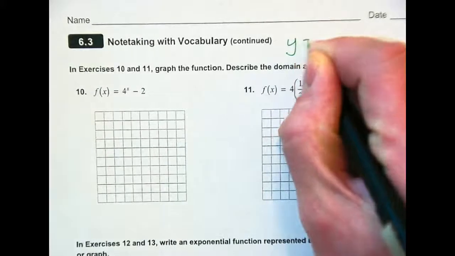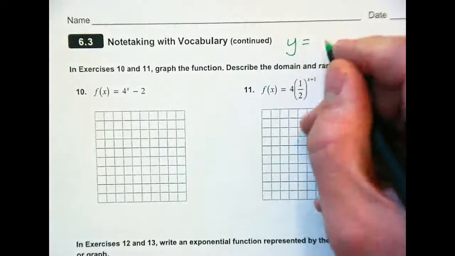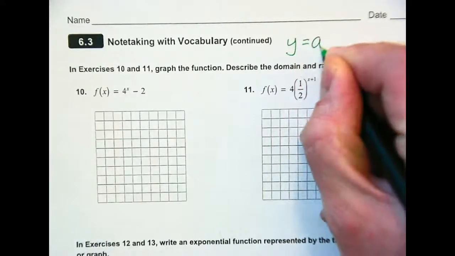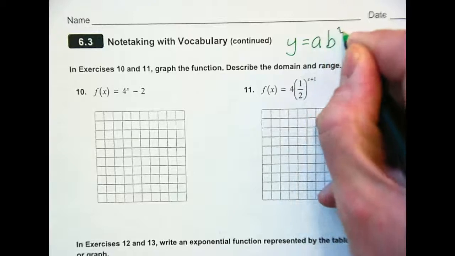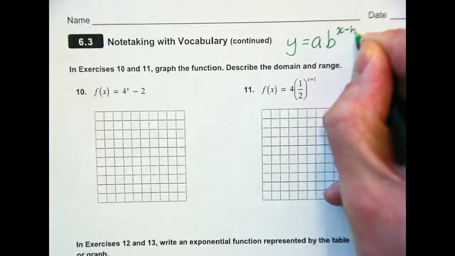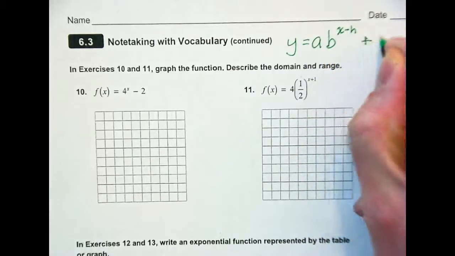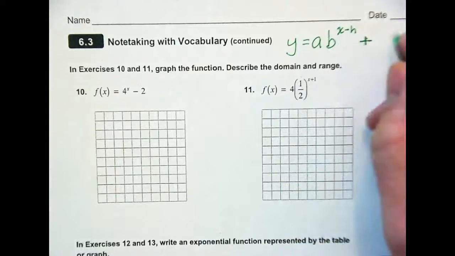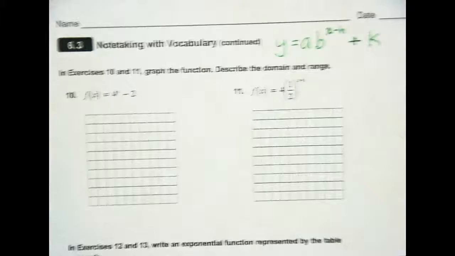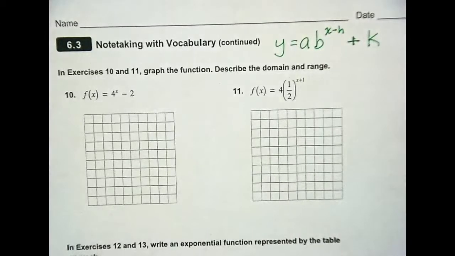Yesterday we talked about y equals ab to the x. Today we're going to add to that. We have y equals ab to the x minus h, all plus what? K. So we're going to get the hk shifts today.